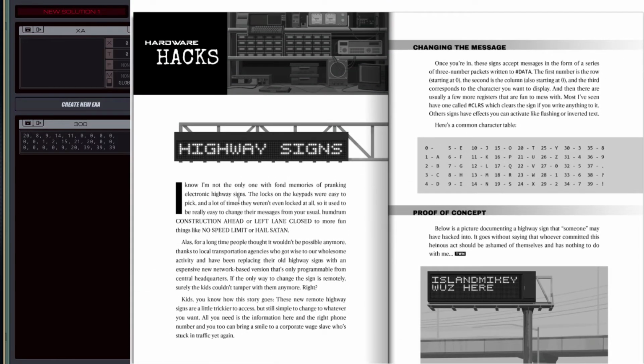I'm skimming this. Once you're in, the sign accepts messages in the form of a series of 3 number packets written to data. The first number is the row, the second is the column, and the third is the character you want to display. Okay.